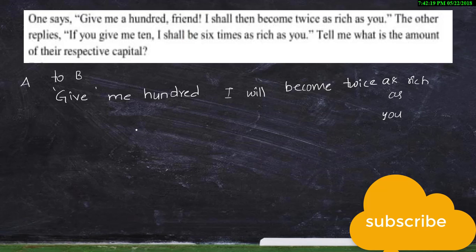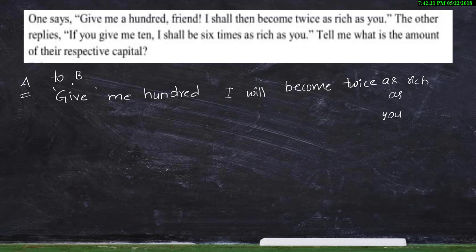So imagine there are two persons, A and B. Now if A is telling B, give me 100, I will become twice as rich as you. Let us take an example. Let A have 200 rupees and B have 300 rupees. Now A is asking B to give 100. So how much will A have? 200 plus 100, and how much will B have? 300 minus 100, because it is deducted from B. So like that we have to tell.